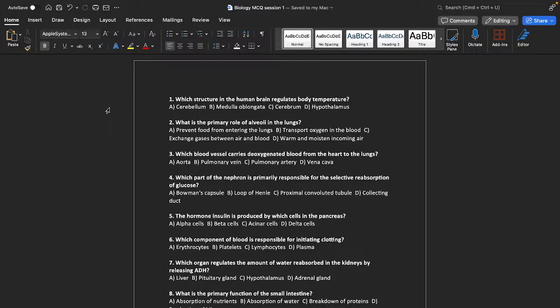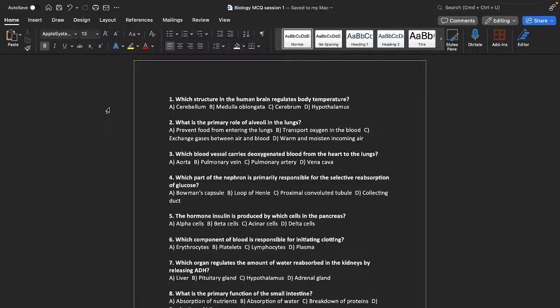Okay, what is the primary role of the alveoli in the lungs? Is it to prevent food from entering the lungs, transport oxygen in the blood, exchange gases between air and blood, or to warm and moisten incoming air? It's to exchange gases between air and blood. We want an exchange of oxygen and carbon dioxide. The carbon dioxide found in the body is released to the outside atmosphere, and the oxygen is taken in to then get exchanged into the blood. The alveoli is where this exchange takes place.